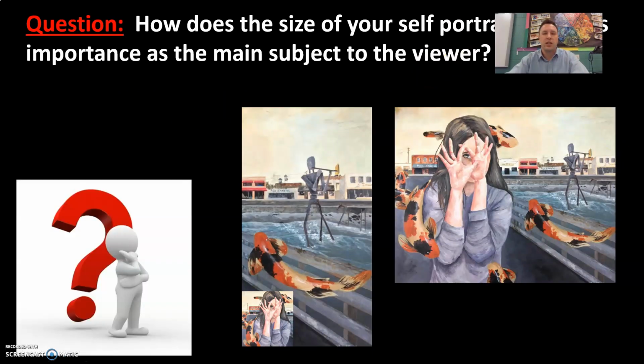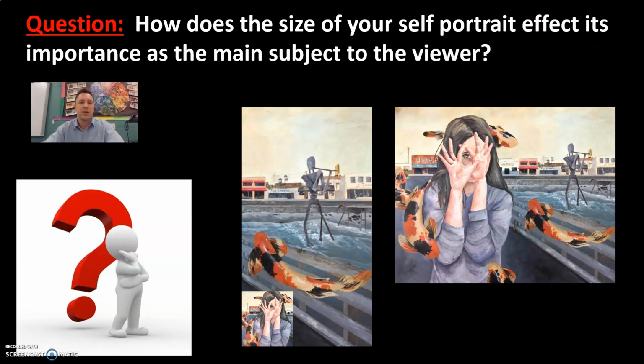And so your question is, how does the size of your self-portrait affect its importance as the main subject to the viewer? Now, I know that's a wordy question, but to break it down, if you look at these two images, you have the artist very small, and then here you have this, looks like a metal sculpture of someone playing a flute or something. I'm not quite sure. But that's in the center, it's large, and so is this koi fish. So either the koi fish or this figure here would appear as the main subject.